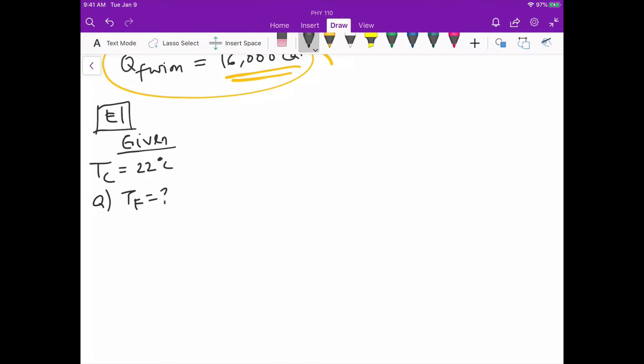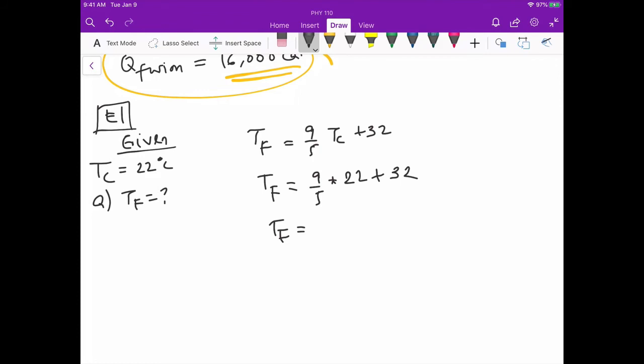So for the solution, you just simply apply the conversion equation. For TF, the equation is what? 9 over 5 TC plus 32, without the parentheses. All right. So TF equals 9 over 5 times 22 plus 32. If you plug those into your calculator, you're going to get 71.6 degrees Fahrenheit. Okay.